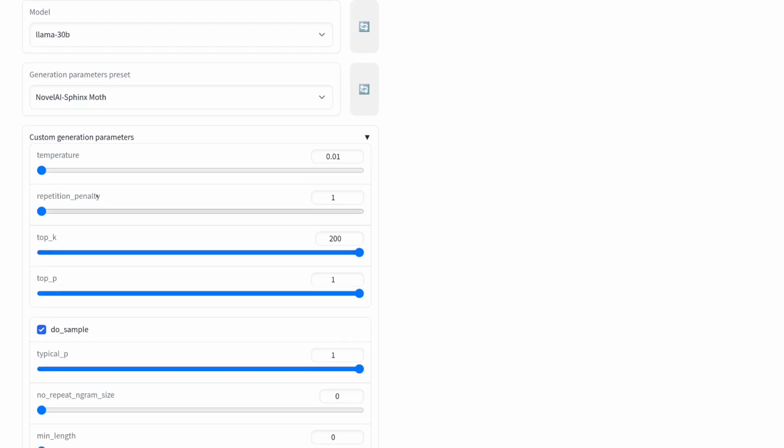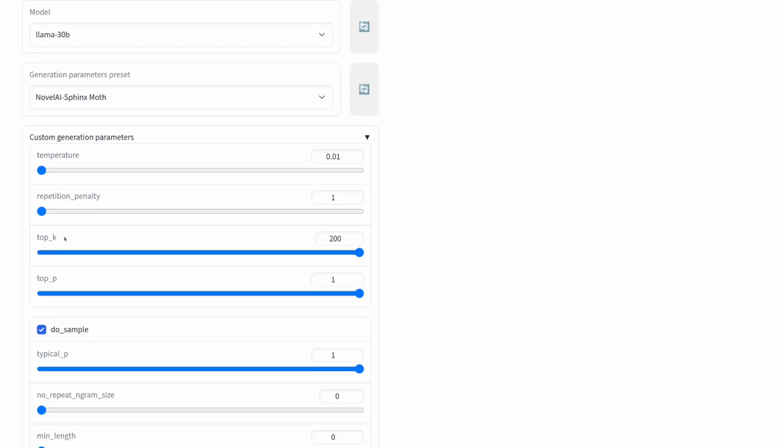Next, we have repetition penalty. This is just going to control the model's tendency to repeat or not repeat predictions. It's basically going to give a penalty for tokens that have already been generated. Setting it to 1 effectively disables it, and we can increase the penalty by sliding the bar. You can think of it as a multiplication, so 1 changes nothing, and the more we increase this, the higher the penalty will be.